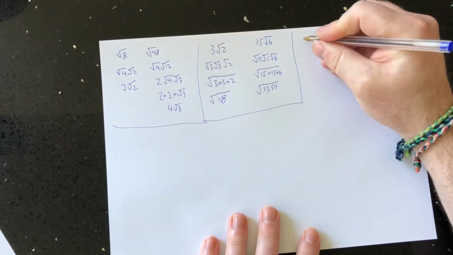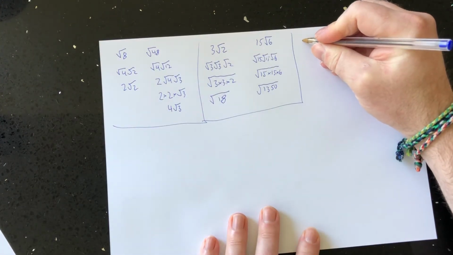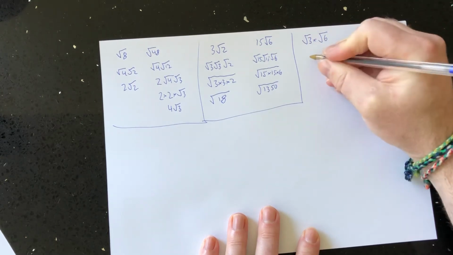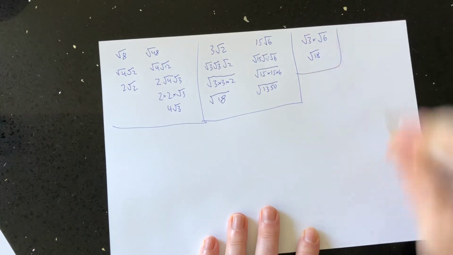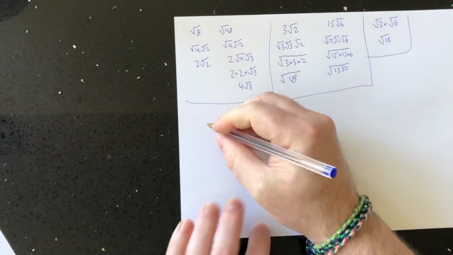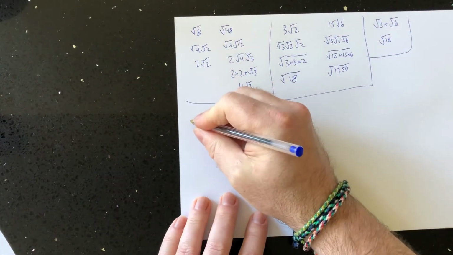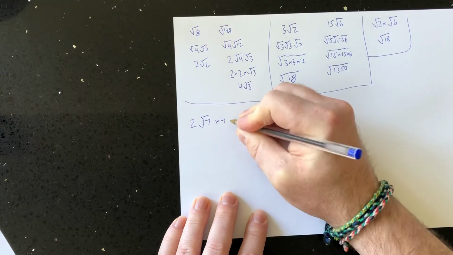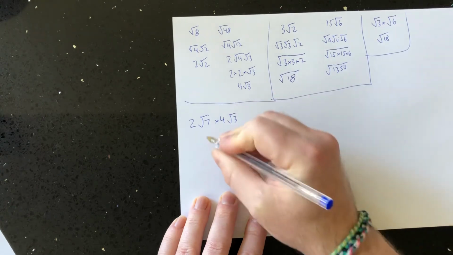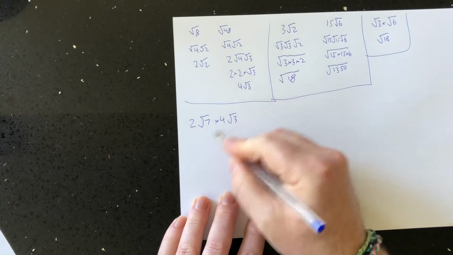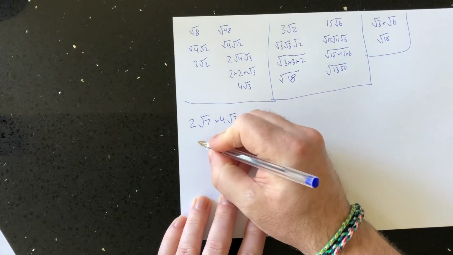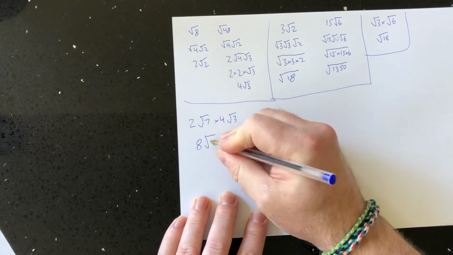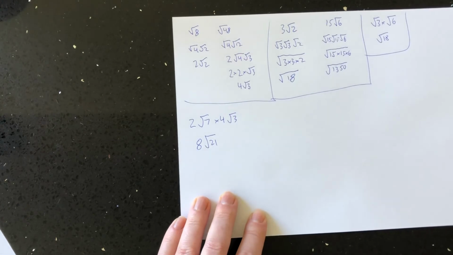Another type could be if you're just given simply root 3 times by root 6, 3 times by 6, root 18. So that's another little type. Then we've got where they'll bring in extra numbers. So we've got 2 root 7 times by 4 root 3. So on this one, I can treat the numbers kind of separately. So I can do separately 2 times by 4 is 8. And then this one, root 7, root 3, becomes root 21.